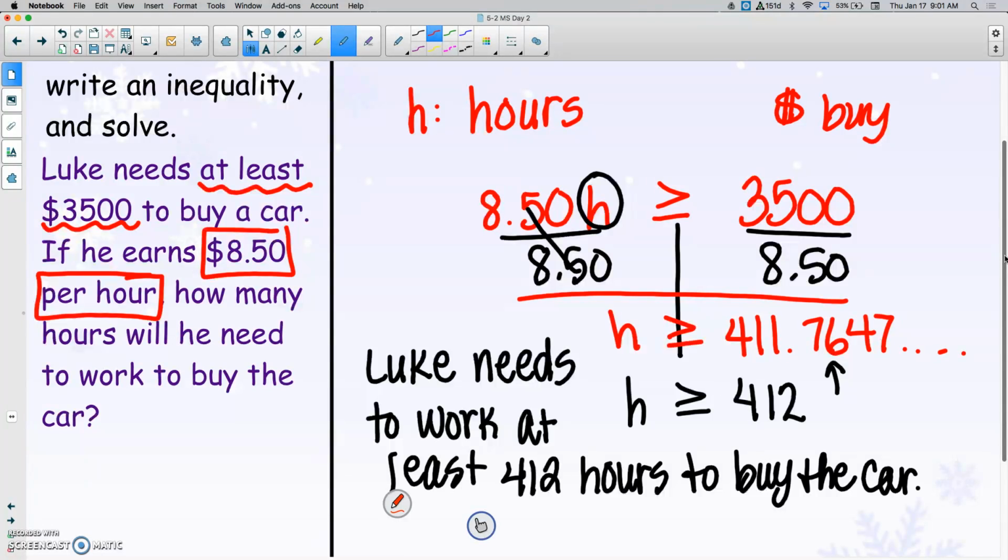All right, that's it. Hopefully you understand how to solve inequalities involving multiplication and division now, and you can remember that it's when you multiply or divide by a negative number or a negative fraction that you flip your symbol.